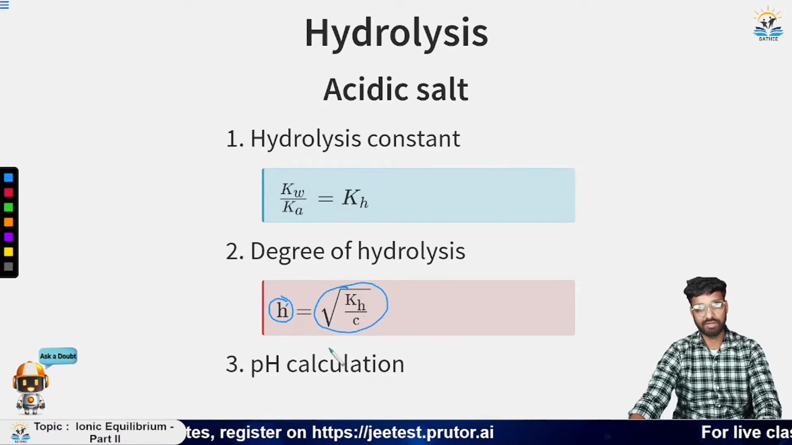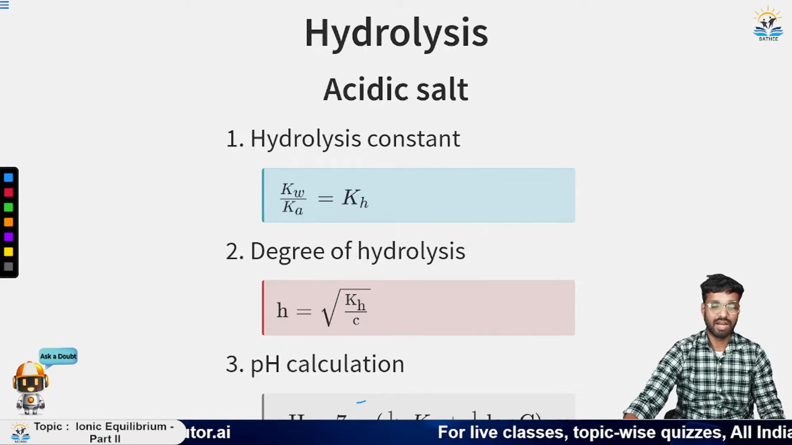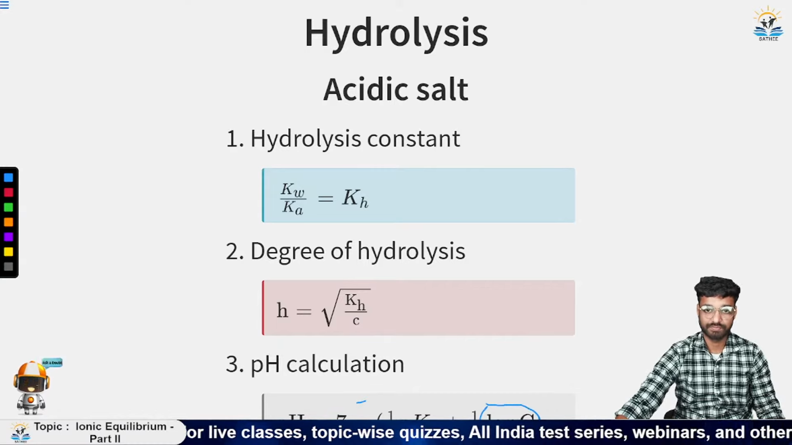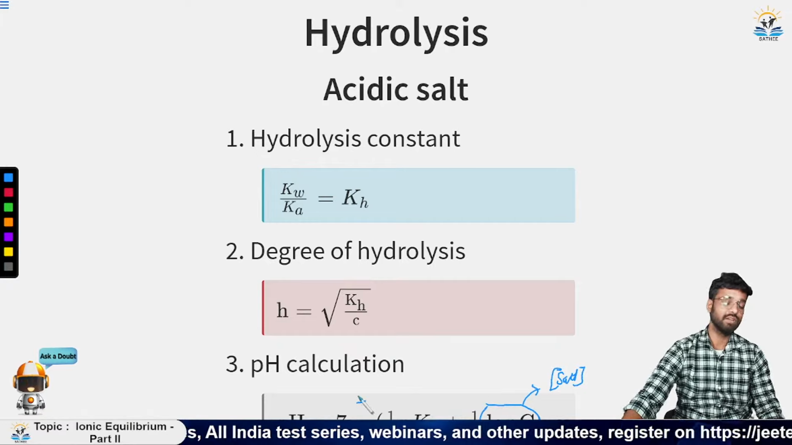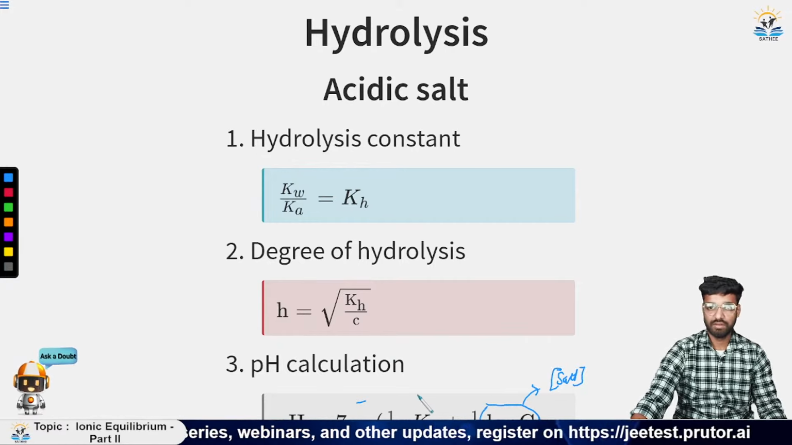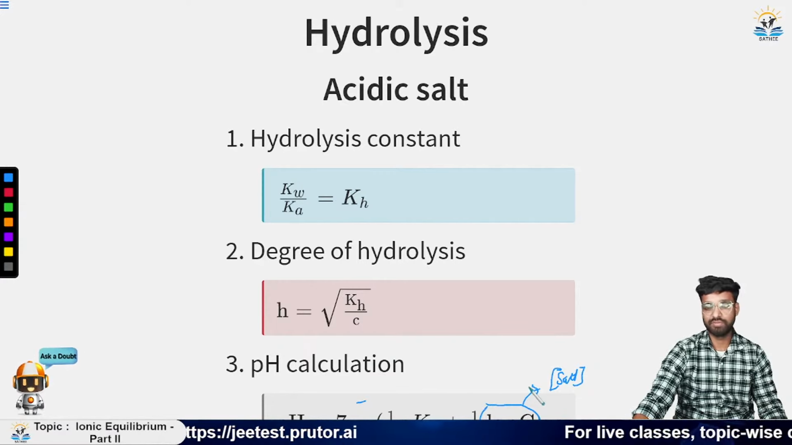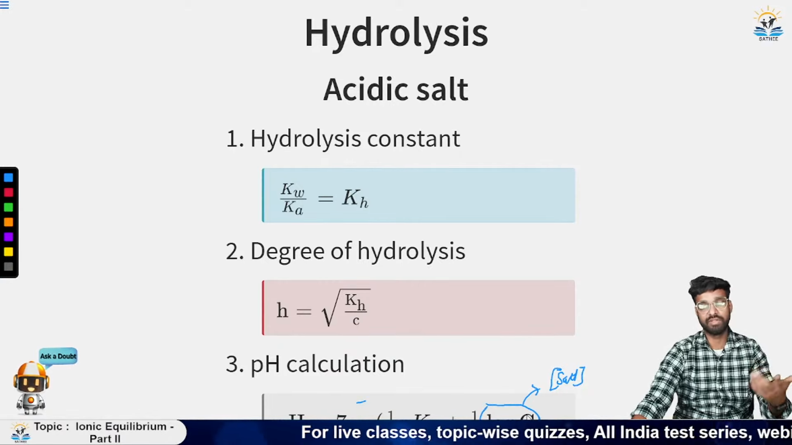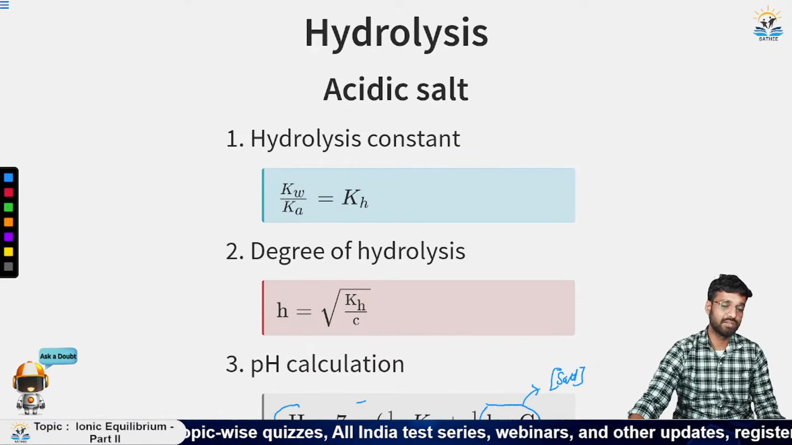The next one is the pH calculation. We have a simple and straightforward formula for that, which is half pK plus half log C, where C is the concentration of the salt. If you know the Ka of the acid, which will be given in the question, take out the pK, that is minus log K, and take the log C of it. If the number of moles is given, simply divide by the volume to get the concentration, and you can calculate the pH from this.